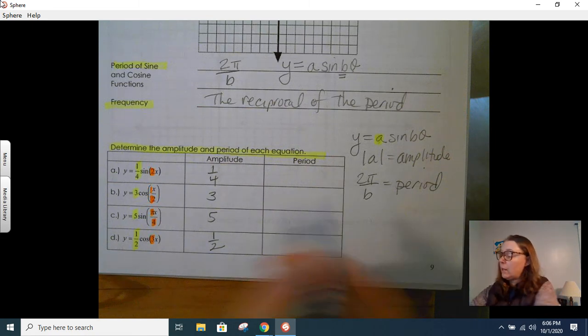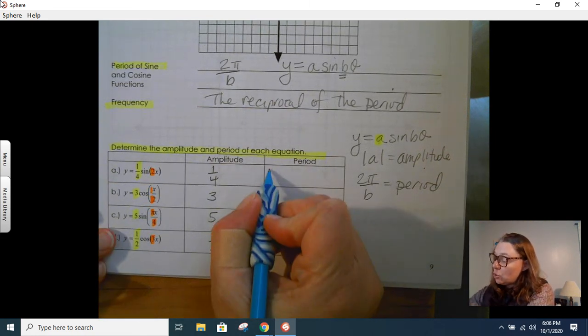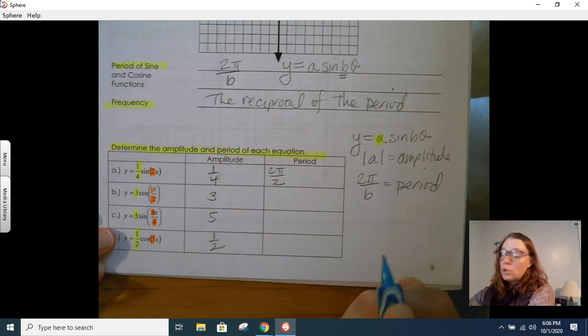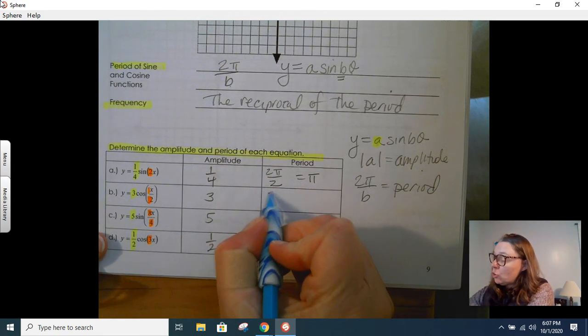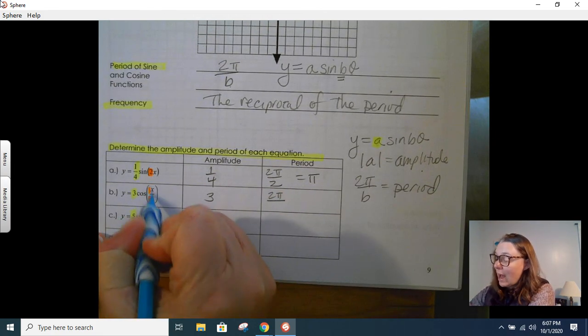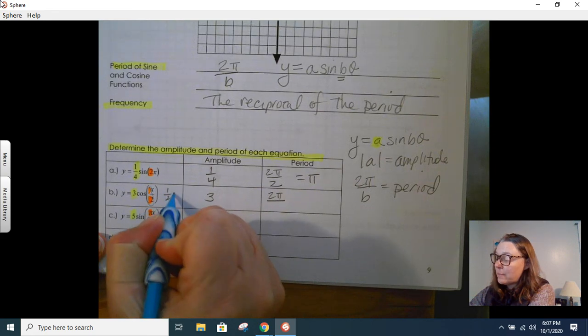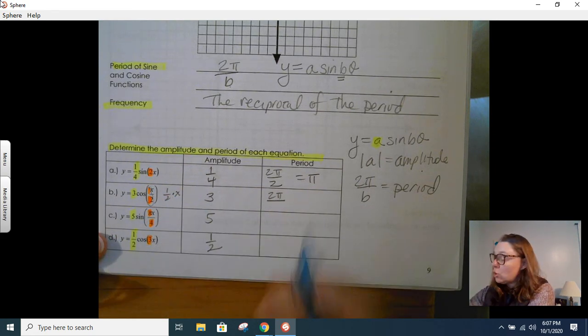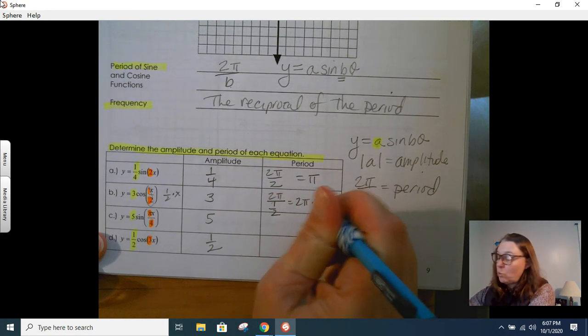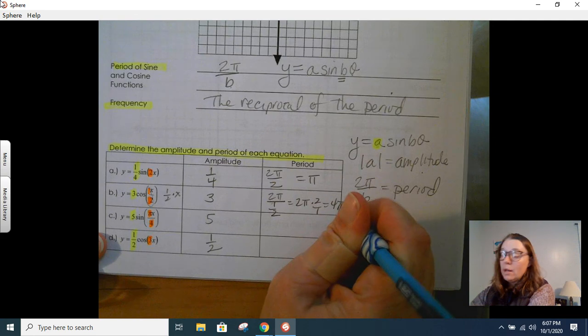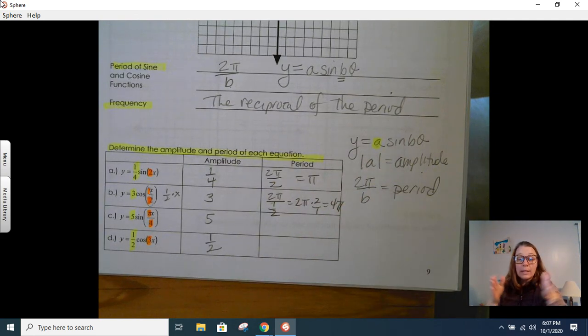And so now to get my period, I need to do 2 pi divided by b. So I do 2 pi divided by 2, so that means my period is pi. So instead of it taking 2 pi units horizontally to finish one cycle, it's compressed horizontally. It only takes pi. This one would be 2 pi divided by, well, this is like having 1/2 times x. So my b is 1/2. So 2 pi divided by 1/2. So that'd be 2 pi times 2 over 1, or my period is 4 pi. So now instead of my period being 2 pi, it's double that.